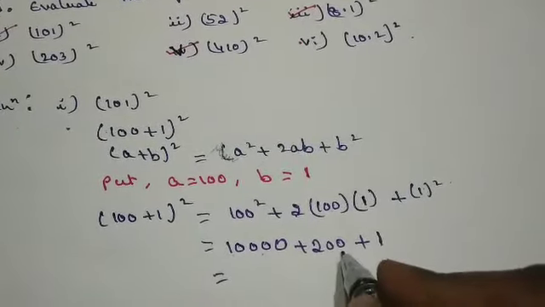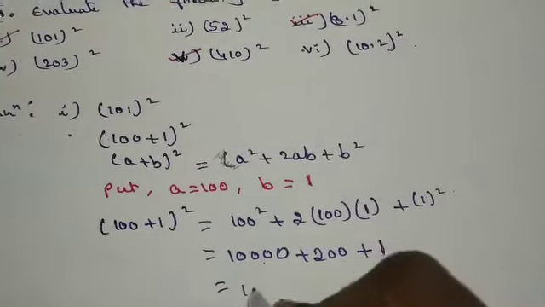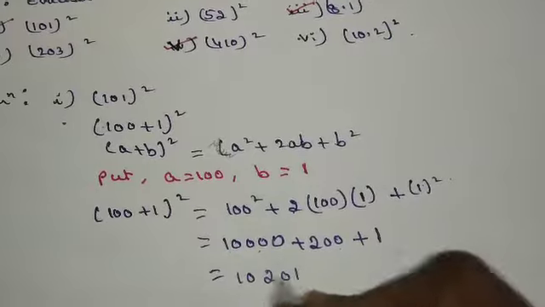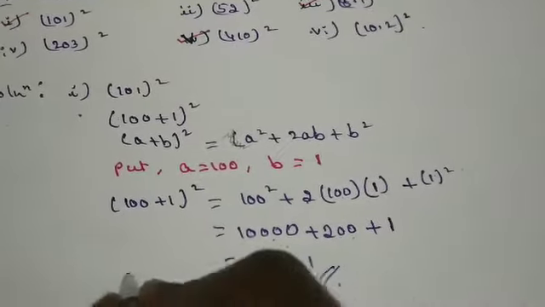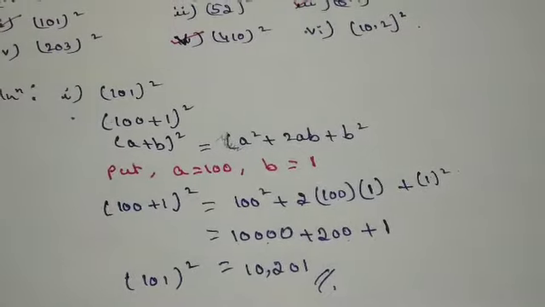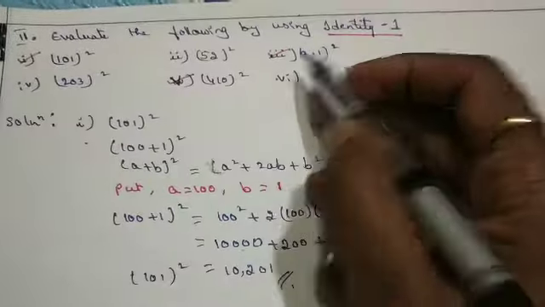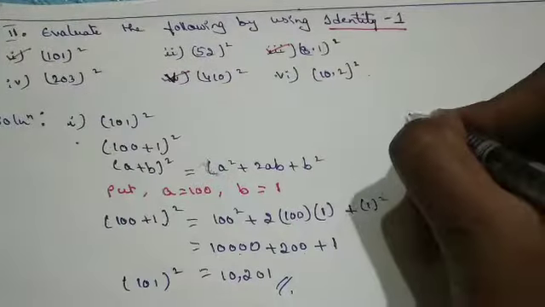10,000 plus 200 becomes 10,200 plus 1. That is 10,201. So this is the answer of 101 square. Is it not easy, children? Yes. Now let me give a clue for the second one.